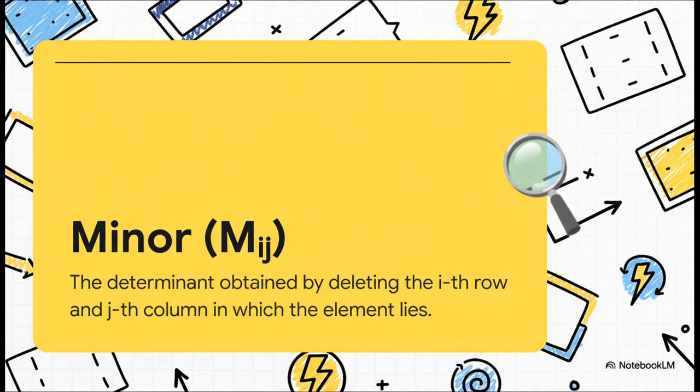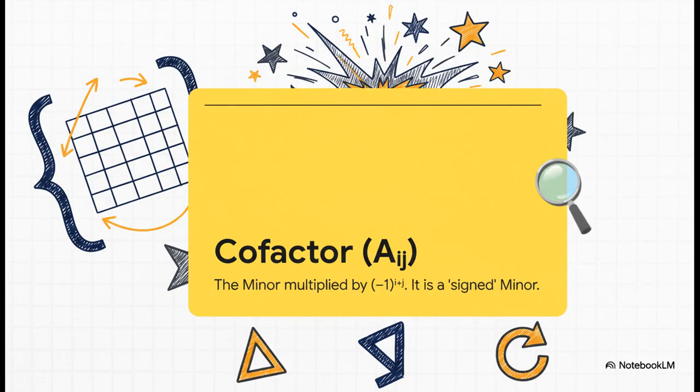Remember when you picked an element and hid its row and column? That 2x2 determinant that was left over? That's its minor. See? You already know how to do it. We're just giving it a formal name now. And a cofactor is even simpler. It's literally just the minor with a sign attached to it.